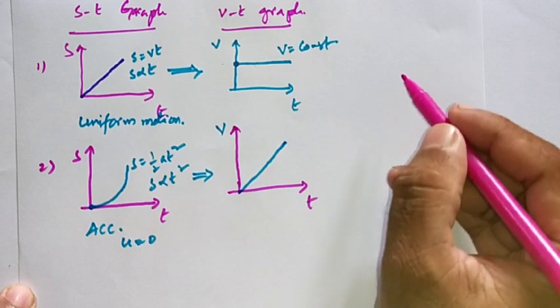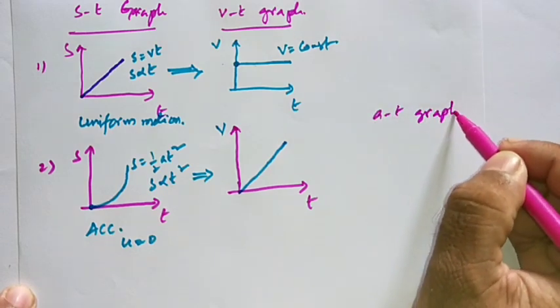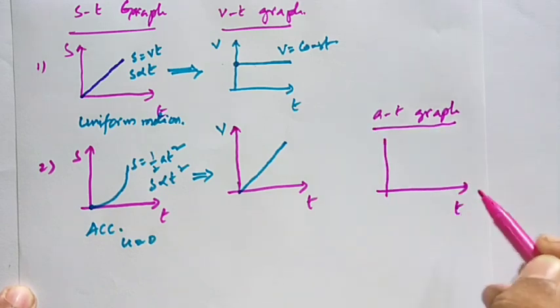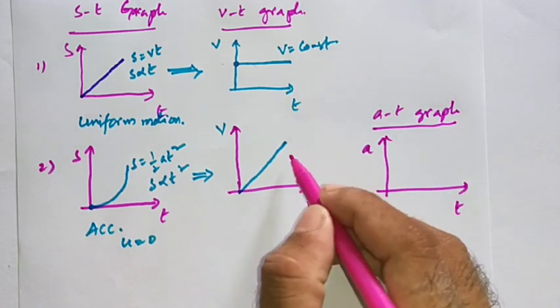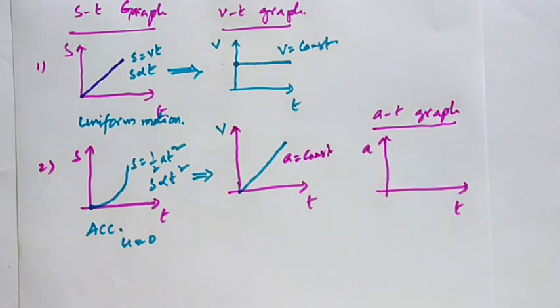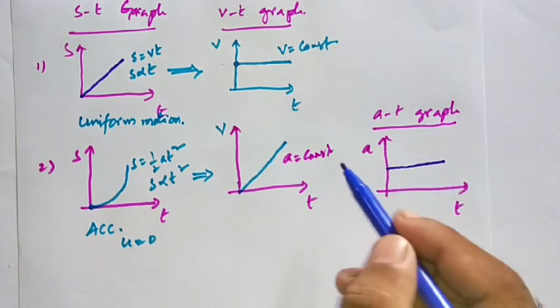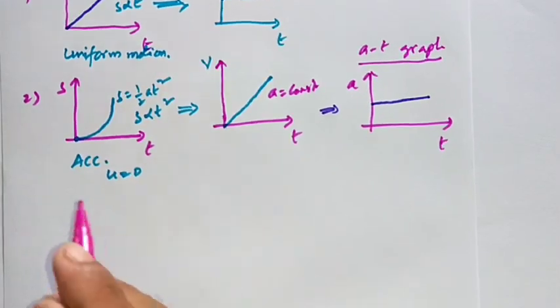What could be the corresponding acceleration time graph for this? Can you guess it? What could be the acceleration time graph? Here acceleration is constant. Yes or no? So that means, yeah, this is the corresponding AT graph for the VT graph. Got my point? Yes.